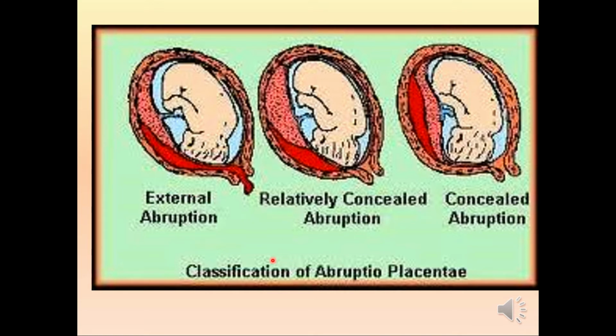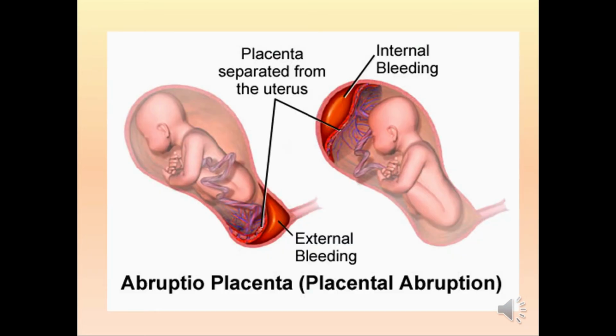Here is the classification of abruption of placenta, as we see here: external abruption, that's to say the bleeding is coming out from the uterus; relatively concealed abruption, partially concealed. Here, concealed abruption, that's to say there is bleeding but it is not coming out from the uterus, just inside. This is called concealed abruption. Here also, this is the external bleeding, this is the placenta, while here is internal bleeding and this is the placenta.